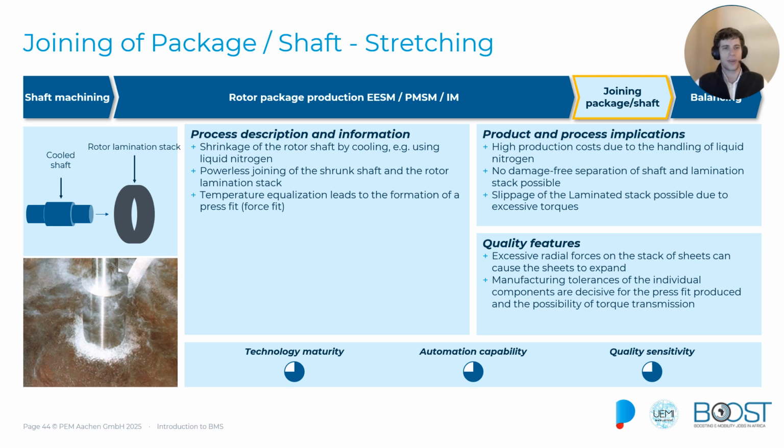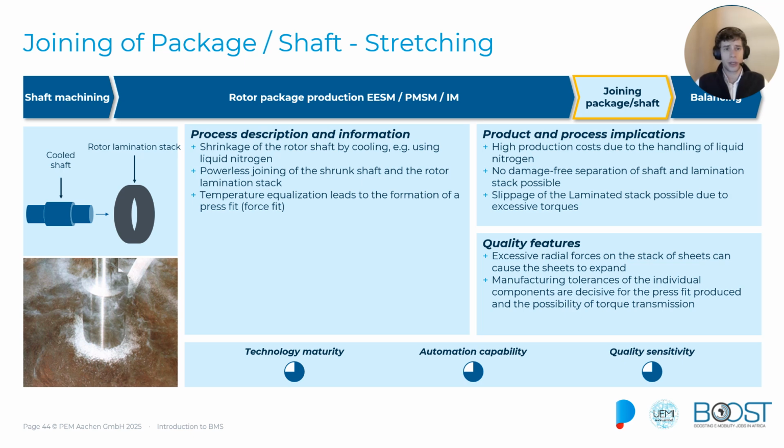All right, now we finished the individual process steps for the rotor package production for the externally excited synchronous motor, the permanent magnet synchronous motor, and the induction motor. Next are the possible techniques to join the rotor and the shaft, starting with stretching.